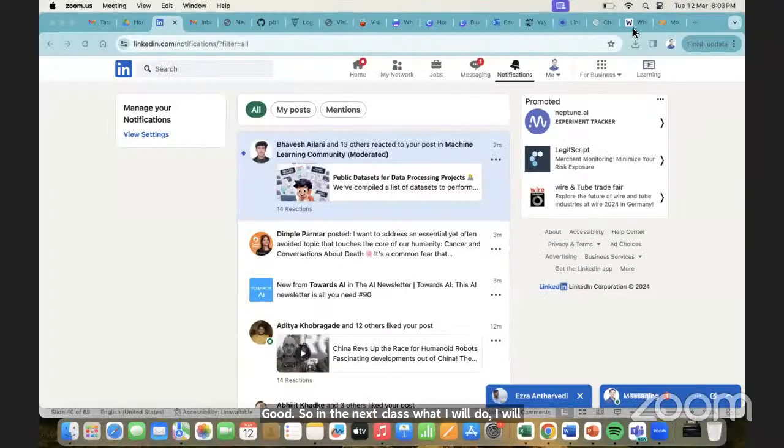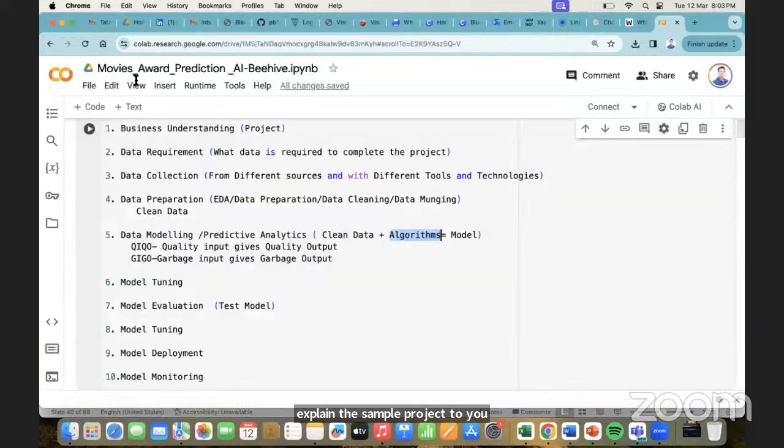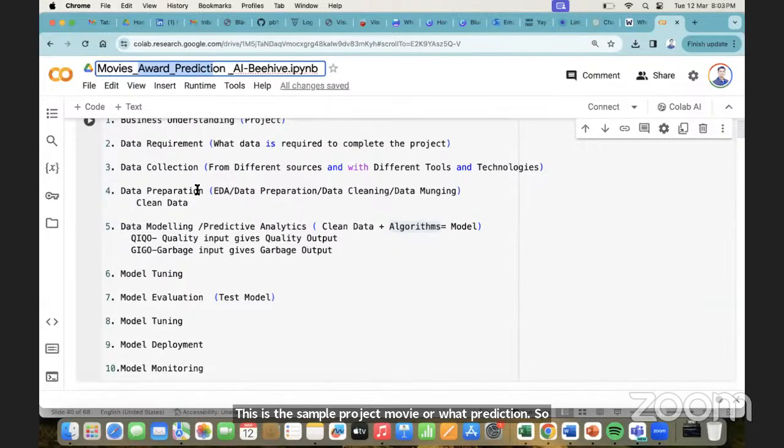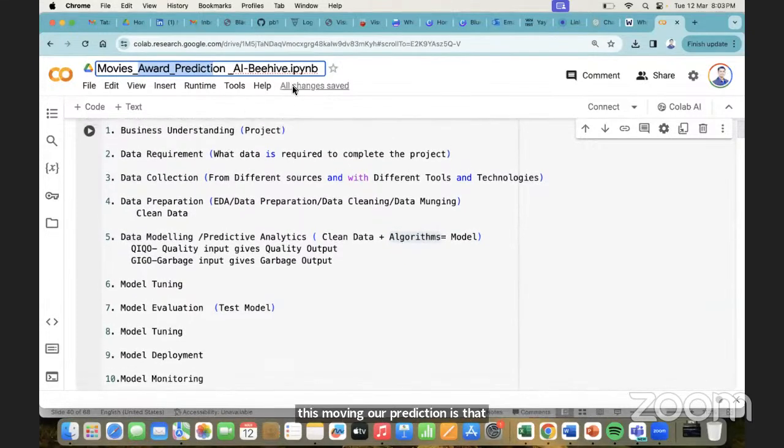Okay, guys, are you getting it? Good. In the next class, I will explain the sample project to you people. The sample project is also ready. This is the sample project, movie award prediction. This movie award prediction is about whether the movie is going to win the award or not, yes or no. Please tell me, is this a regression project or a classification project? Movie is going to win the award or not? Yes or no? So is this classification or regression?